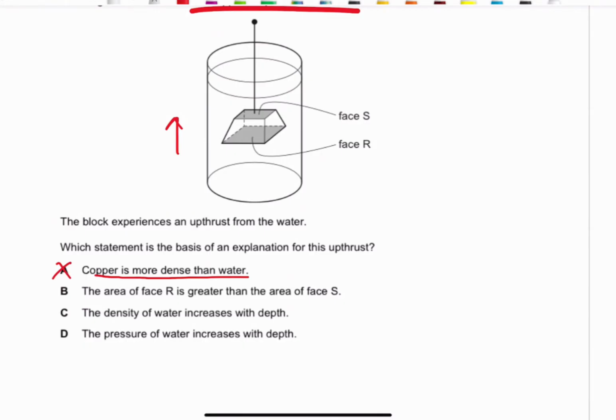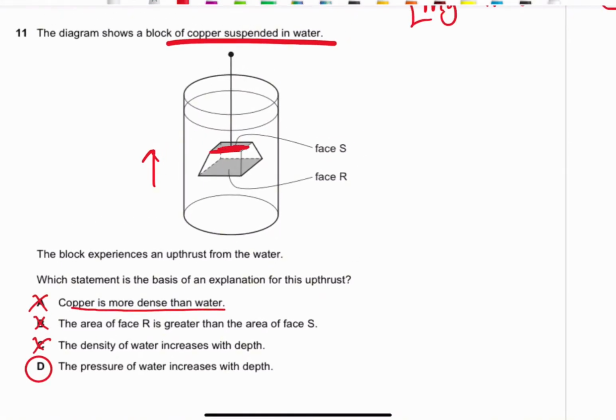It doesn't make sense. The area of phase R is greater than the area of phase S. Now, it doesn't make sense. That's not related to upthrust at all. The density of water increases with depth. That has nothing to do with upthrust, but the pressure of water increasing with depth is very important.